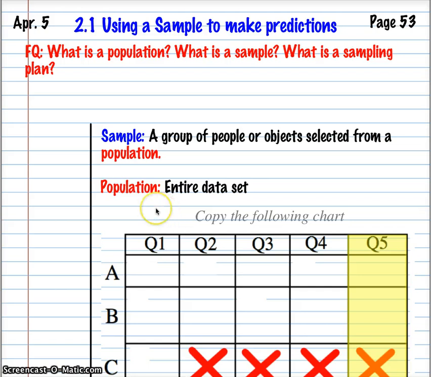The population here is the entire data set. For example, if I wanted to know the favorite color of the people in the United States, the population would be every single person in the United States. It's kind of a lot of people.